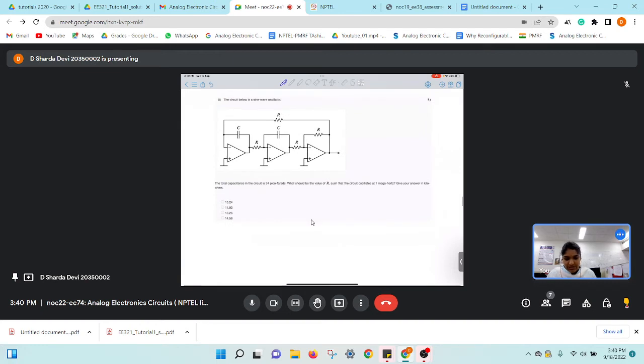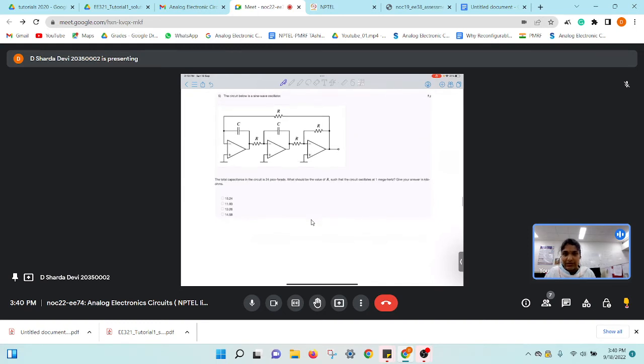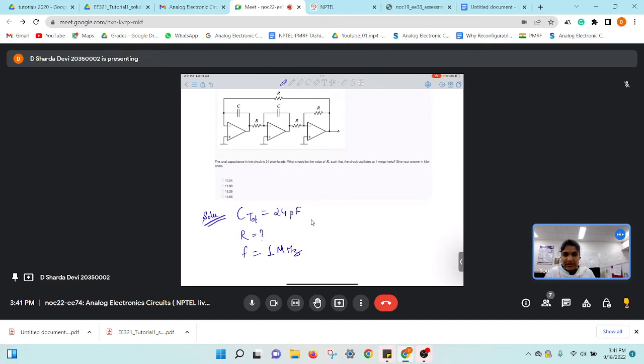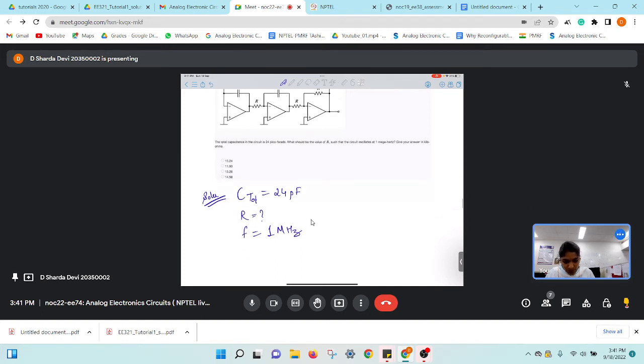In this question, it says that this is a sine wave oscillator. Okay, so this circuit generates a sine wave. Here total capacitance has been given to be 24 picofarads. You have to find the value of R such that your frequency of oscillation is 1 megahertz. Okay, so when there is this type of RC network, what is the frequency of oscillation or natural frequency that we know? So omega naught is given by 1 upon RC, right?